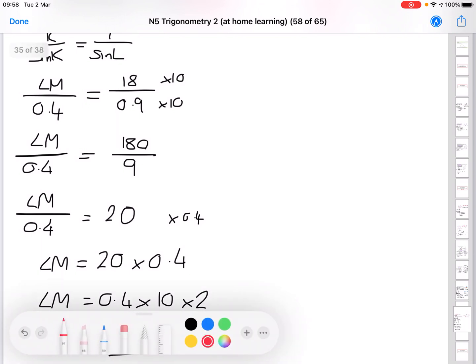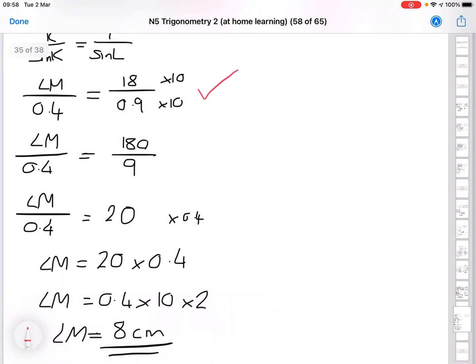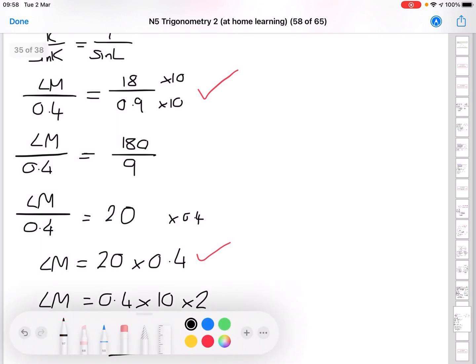So the marks here, we get 1 mark for the correct substitution. So substituting the values into the sine rule in the correct places gets you your first mark. Then your next mark is for knowing how to solve. So starting to work through that cross multiplication. So you get a mark for knowing how to solve and then a mark for your final answer. So it's 3 marks in total.